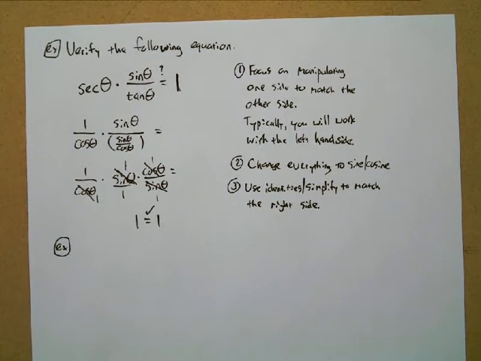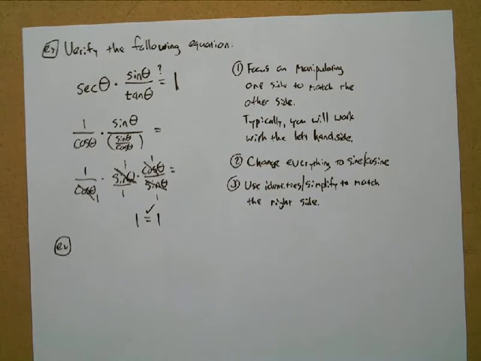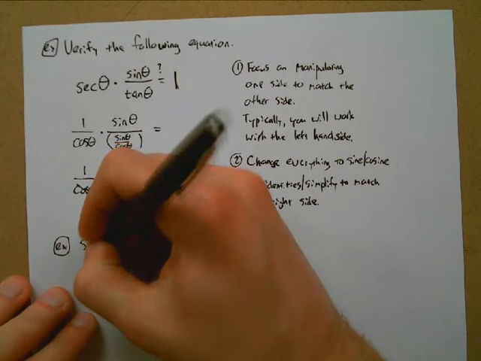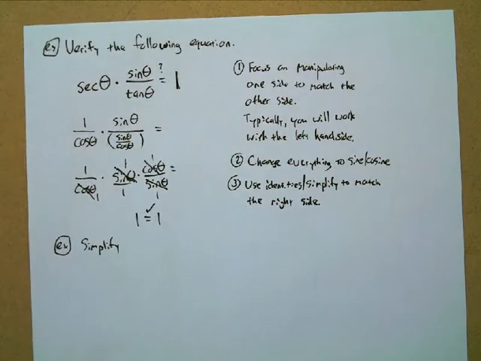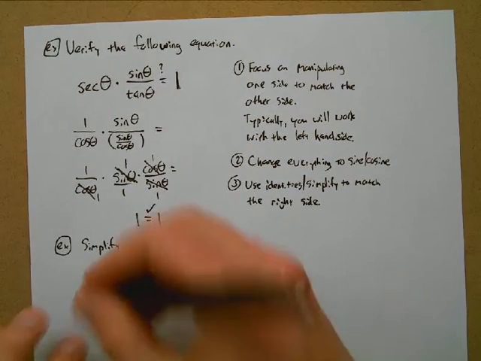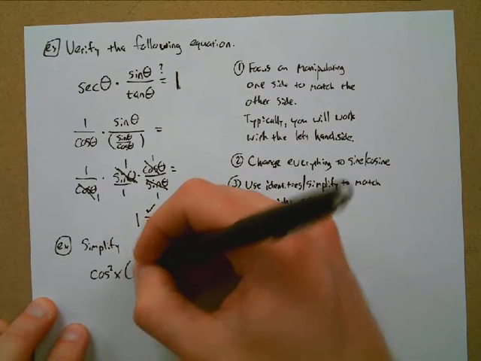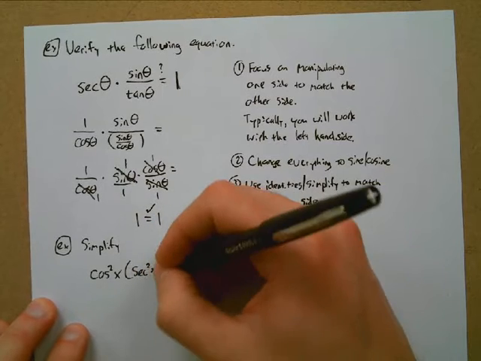So other things you might be asked to do, you might also just be asked to simplify. Verify, that's when we have an equation. We can also just be asked to simplify. For example, you could have cosine squared of x times secant squared of x minus 1. We could just be asked to simplify here. And again, there's different avenues to take here, different pathways to take. Any ideas about how we could maybe go about trying to simplify this thing?